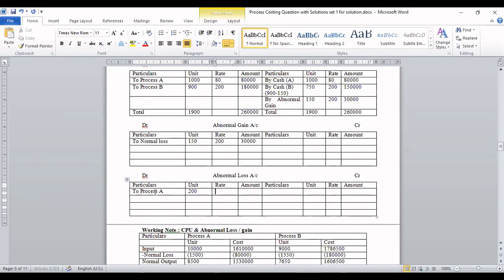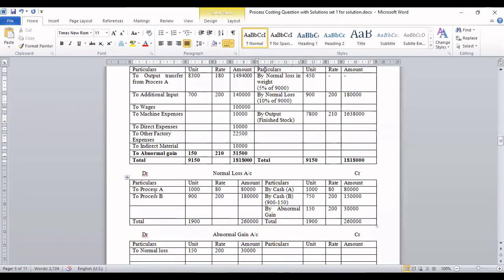200. Very good. And what was the rate? 180. Okay. Because we have learned this: abnormal loss, abnormal gain, and output are always valued at which price? Cost per unit. Tell me the amount then. 36,000. Okay. And for abnormal gains, check in process B.